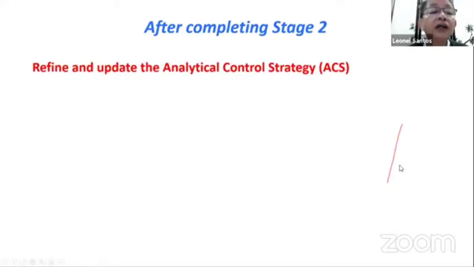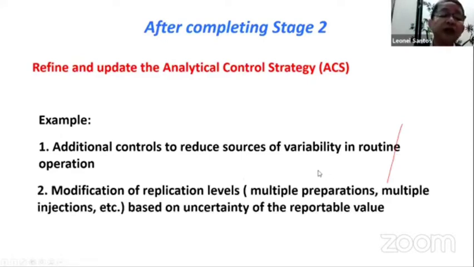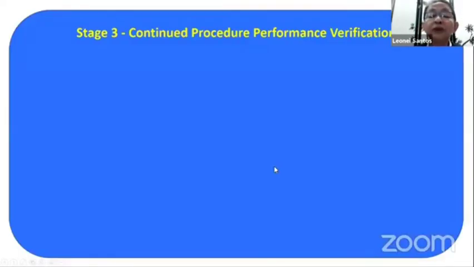So after completing stage two, one would need to refine and update the analytical control strategy. For example, you may want additional control so as to reduce the sources of variability in routine operation, and you can modify the replication strategy or replication level. Say you can increase the number of injections, or the number of sample preparations, and these are all based on the uncertainty of the reportable values.